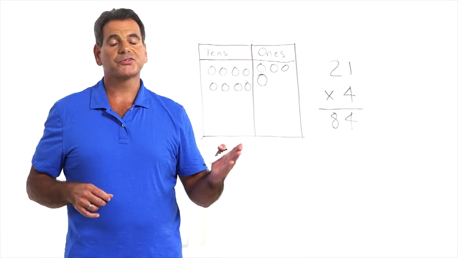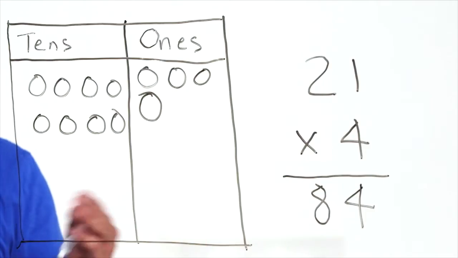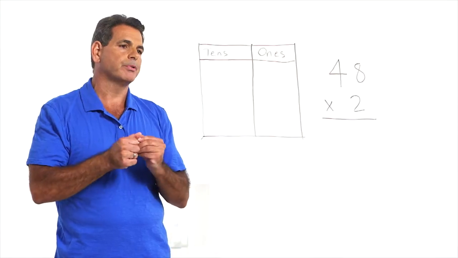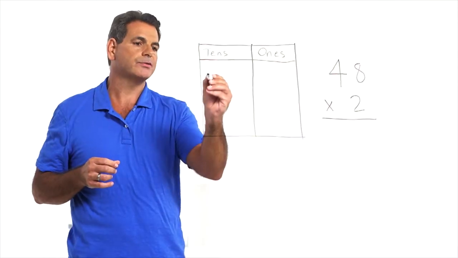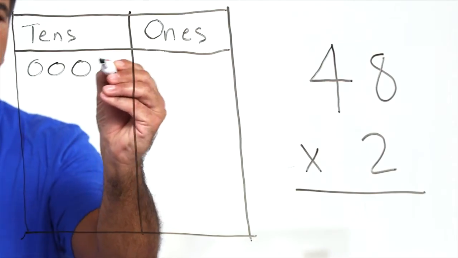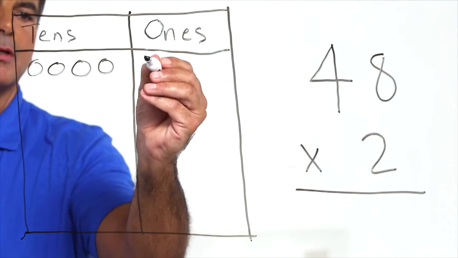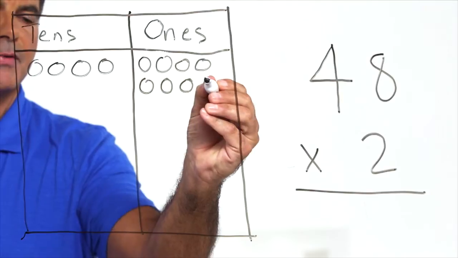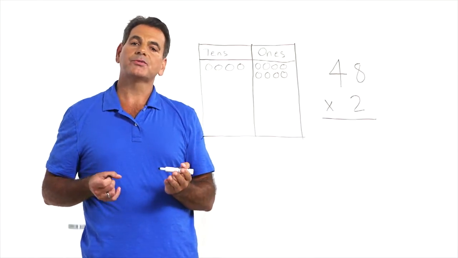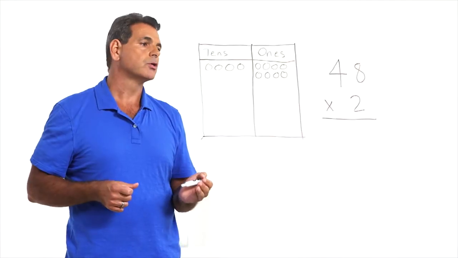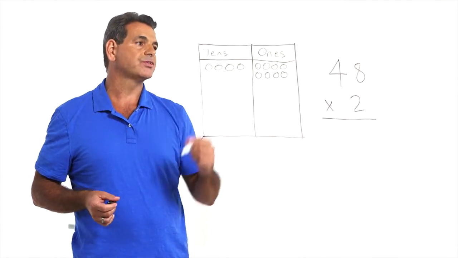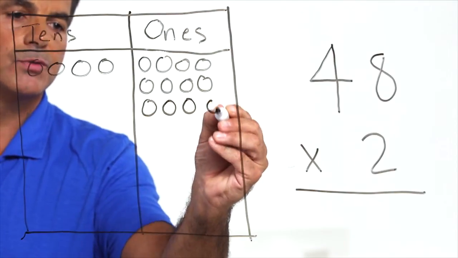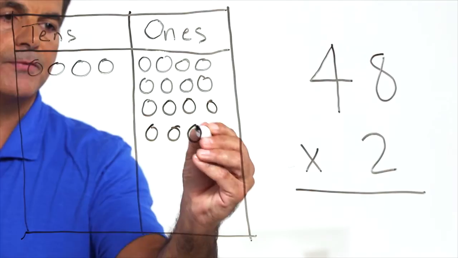In the next problem, we'll show students how to deal with rebundling from the ones to the tens place. Let's look at 48 times 2. So first, like we did in the last problem, we're going to build the number into the place value chart. 4 tens, 8 ones. And then we're going to tell the students to multiply the ones place by 2. 2 times 8 is 16. So we need 16 ones in there.